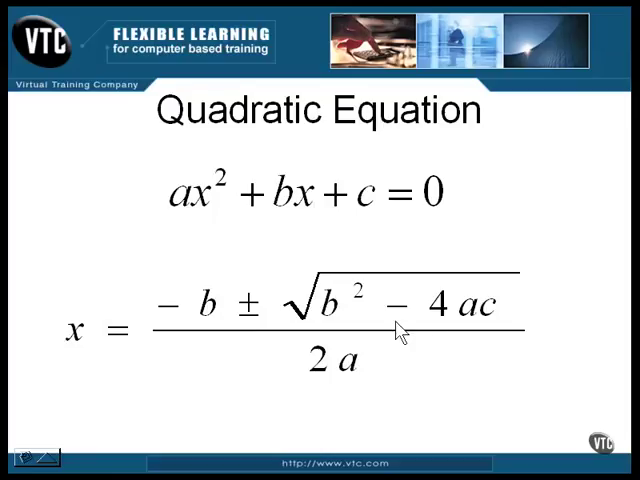The other situation comes up when the value inside the square root is negative. That means the solutions are imaginary numbers. Now, the algorithm presented here doesn't deal with imaginary numbers, it just quits.